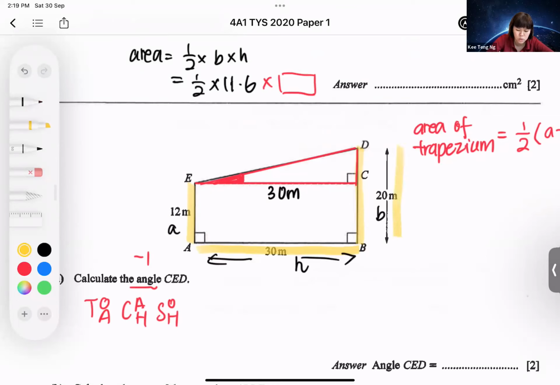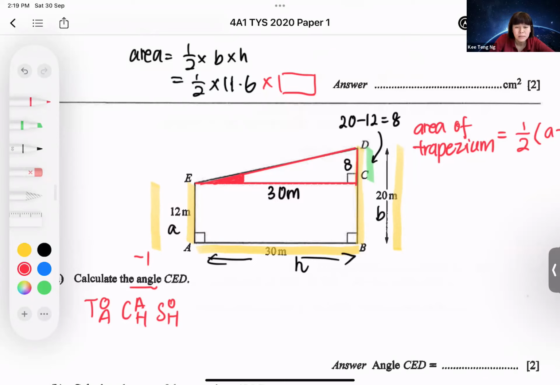This portion here is 20, this portion here is 12. So what is this small portion over here? This one will be found by 20 minus 12, which is 8, right? So if I know that this is 8, now I have two sides. To find the angle, I need at least two sides on my triangle, right? So this is my angle over here, the red color angle.